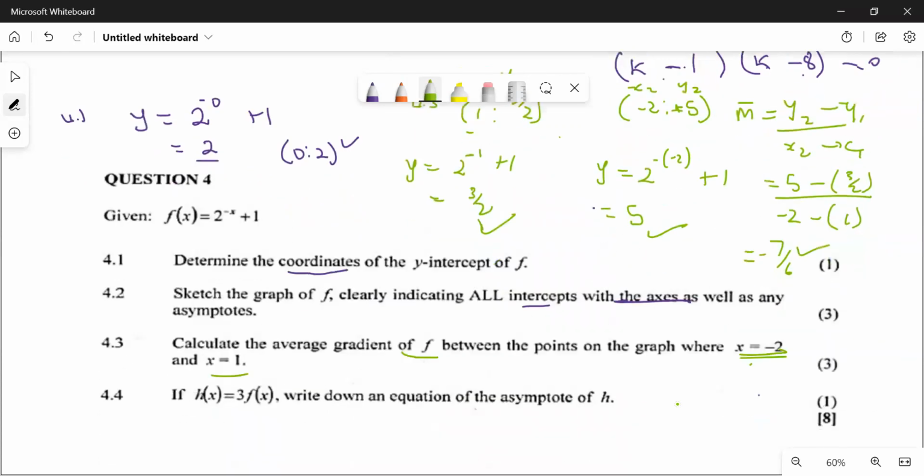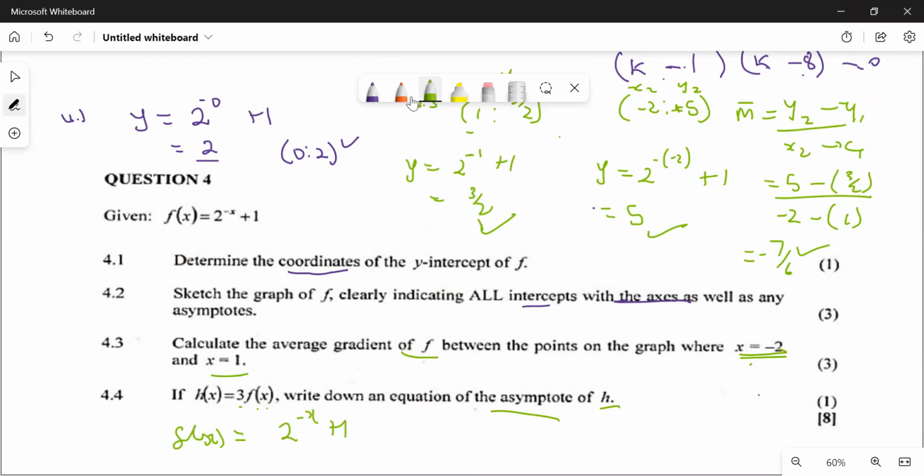Last one, 4.4. They say determine the equation of the asymptote of h again. Now, what is h? H is 3 multiplied by f of x. Now, let's go and check what is f of x. F of x is going to be given as 2 to the power minus x plus 1 again. Now, guys, this is what you should always remember. Whatever you do on the left-hand side, you're also going to do on the right-hand side again.